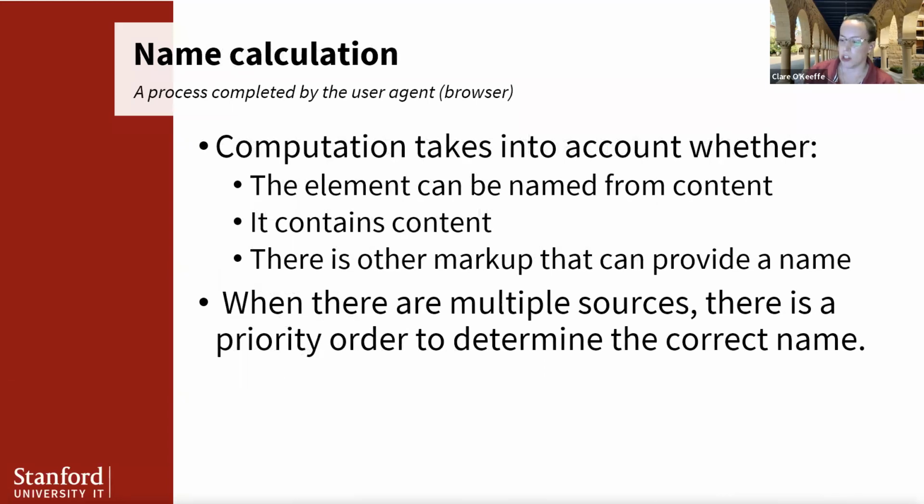So the name calculation is a process that's done by the user agent or the browser. So the browser has to go through all of the elements and determine what is the name of it. And it's an algorithm that it goes through, and that computation takes into account whether the element can be named from content. Does it have content within it? Is there other markup that can provide a name like aria-label or aria-labelledby? And when there are potentially multiple sources of name, maybe it has content within it and it has an aria-label or an aria-labelledby, then there's a sort of a priority order that's gone through in order to determine what is going to be the actual accessible name for this element.